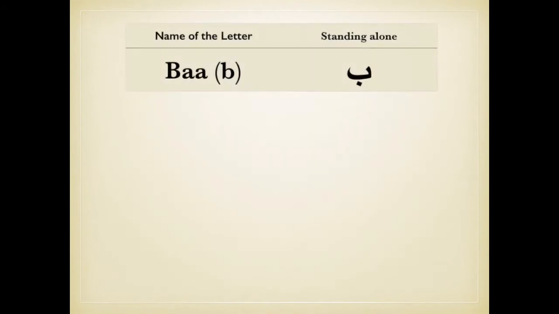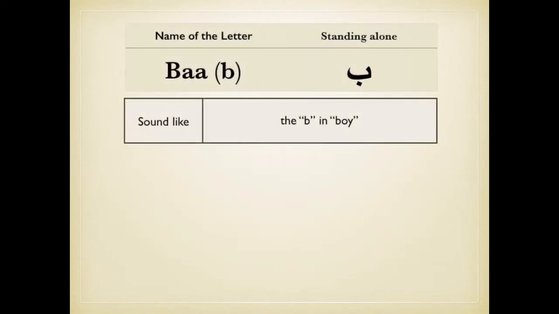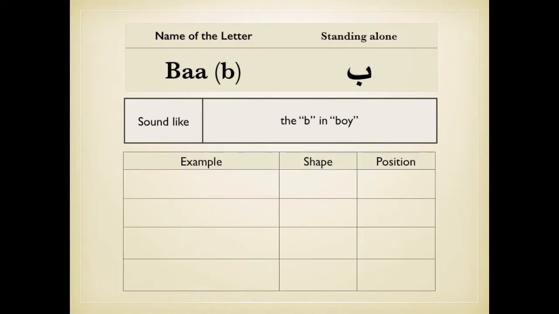Next letter, Ba. The sound here is like the B in boy. And let's go through the examples. The initial position for Ba, the shape as you see. And the example here is Bahr, sea. The medial position, the shape as you see. And the example is Haqiba, bag.